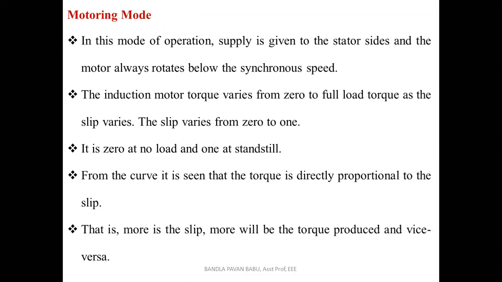When the supply is given to the stator, where the three-phase winding is placed, the motor starts rotating. The induction motor torque varies from 0 to full load torque. Earlier we have seen it varies from 0 to maximum torque, that is Tm, as the slip varies. The slip varies from 0 to 1, but it will never be 0 and never be 1. There should be a certain finite value, that is Sm. It is 0 at no load and 1 at standstill.